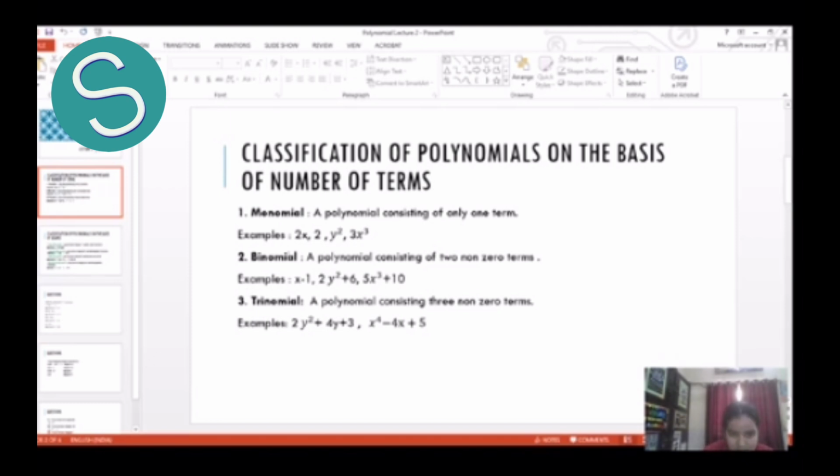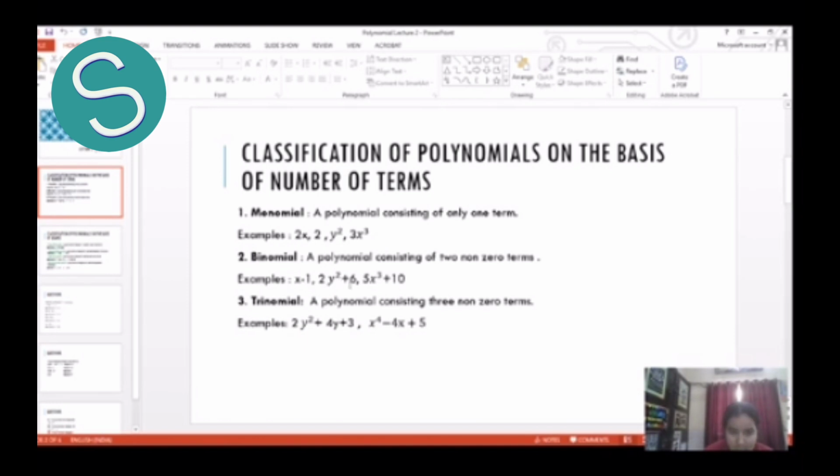Second is binomial. A polynomial consisting of two non-zero terms is called binomial. अगर कोई पॉलिनोमियल है जिसमें सिर्फ दो ही टर्म्स हो तो उसे बाइनोमियल कहते हैं. Like x minus 1. This is a binomial. Here first term is x and second term is 1. And operation between them is subtraction.